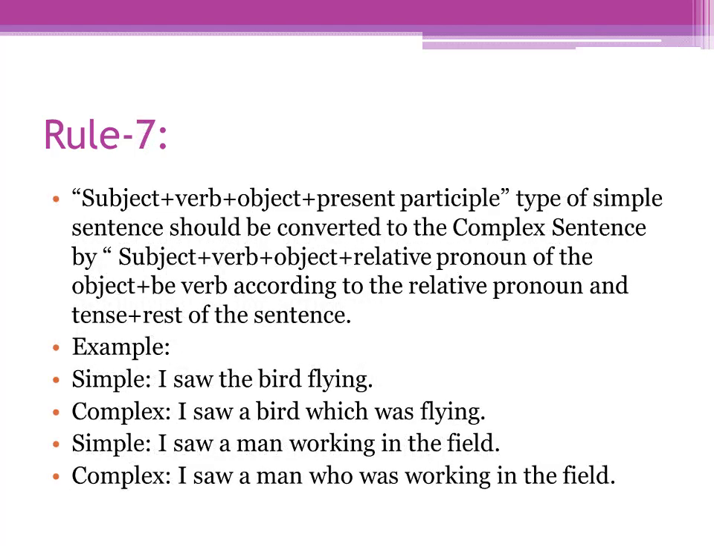Rule 7. Subject plus verb plus object plus present participle type of simple sentences should be converted to the complex sentence by subject plus verb plus object plus relative pronoun of the object plus be verb according to relative pronoun and tense plus rest of the sentence.